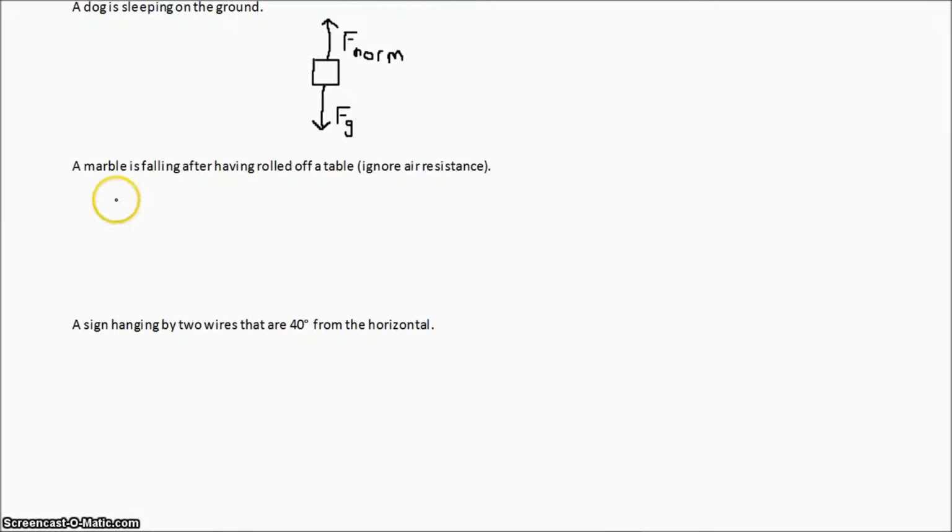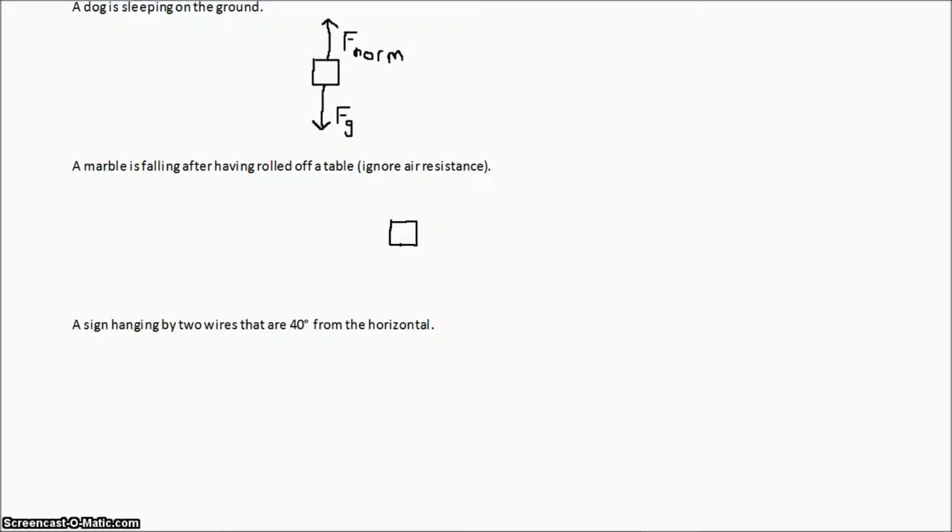Now for our next one, we have a marble after it has rolled off the table. We ignore air resistance. So the first thing we realize is that the table is completely irrelevant. It's already rolled off the table. So we draw our marble in the air, represented by this box.